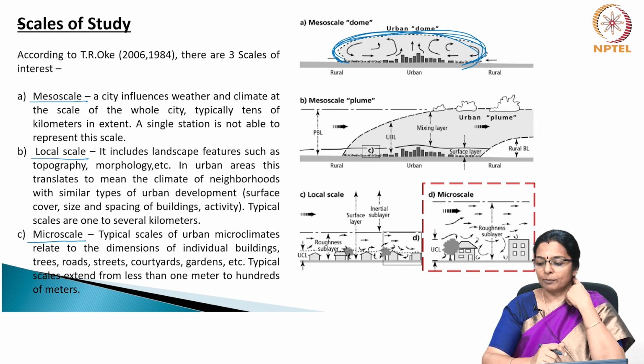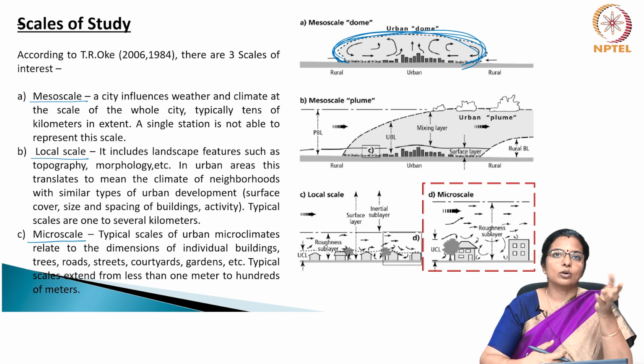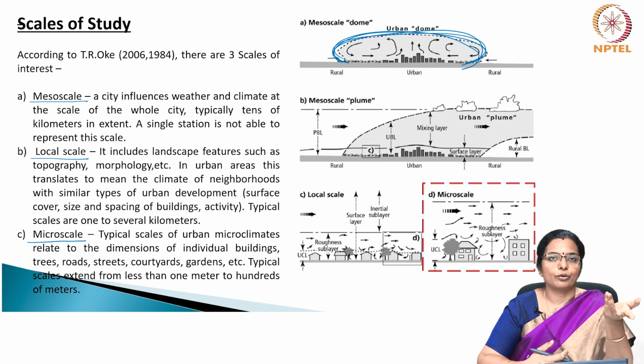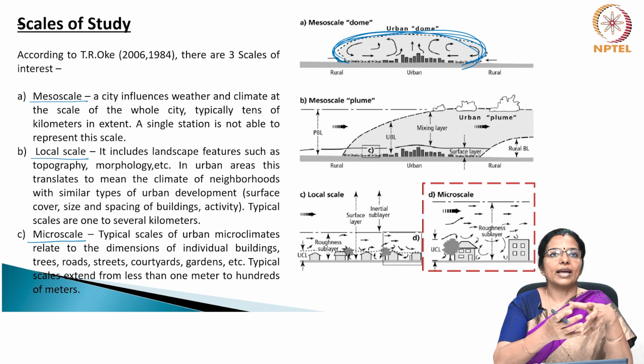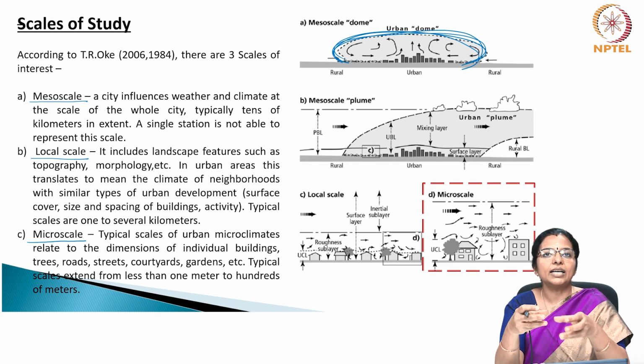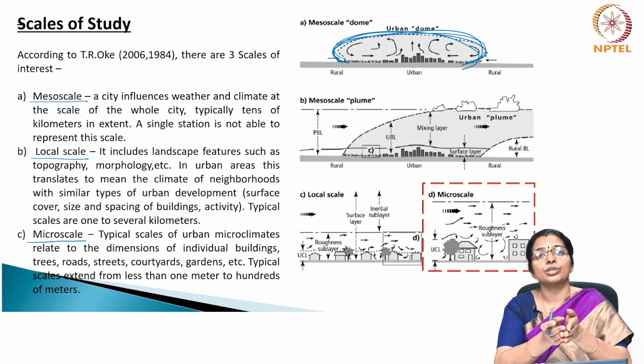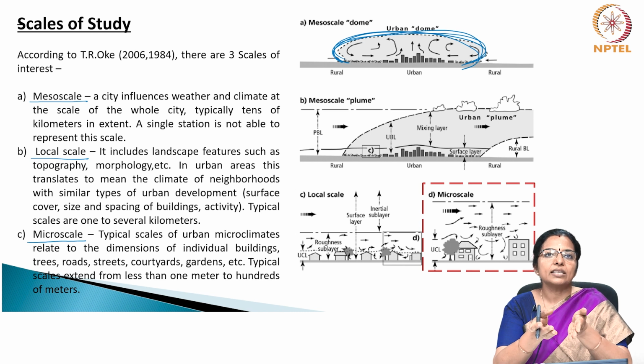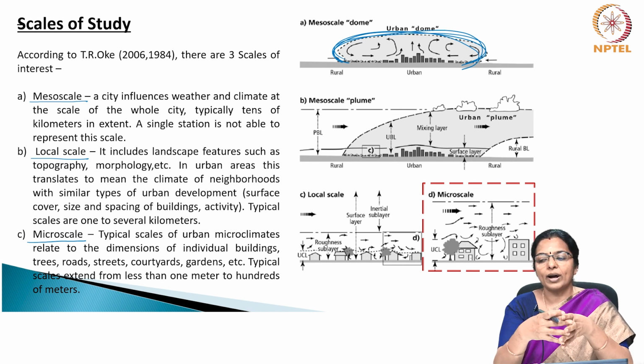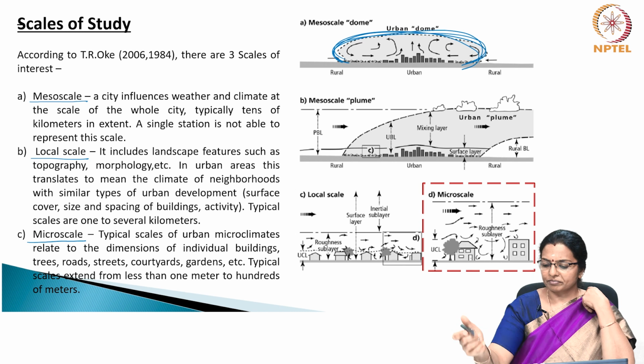Second is a local scale. So, at a local scale, this includes landscape features like topography, morphology of the place, and so on. So, in urban areas, this translates to mean that the climate of neighborhoods which have similar types of urban development, like similar surface cover or similar sizes or similar distances between building or areas which hold similar activities, these should be studied. So typical scales can be from 1 to several kilometers.